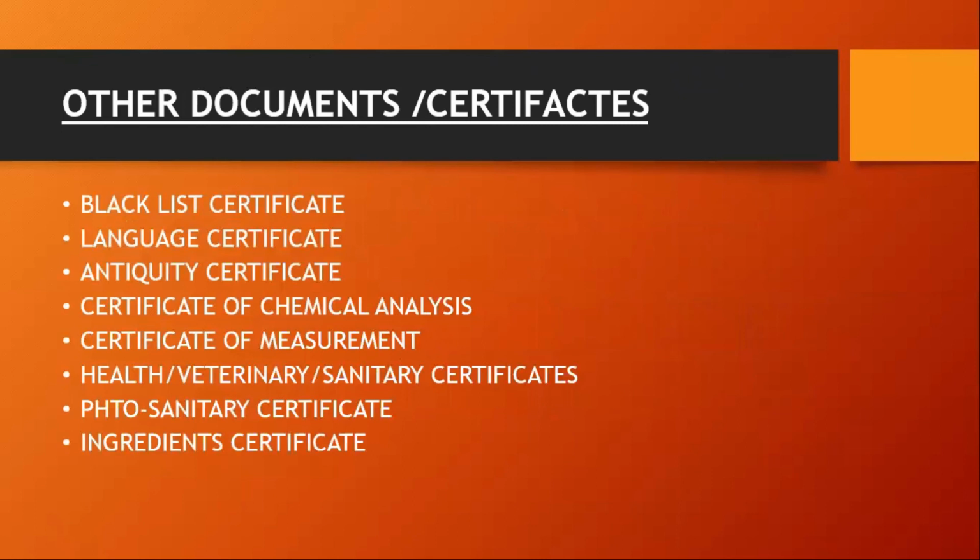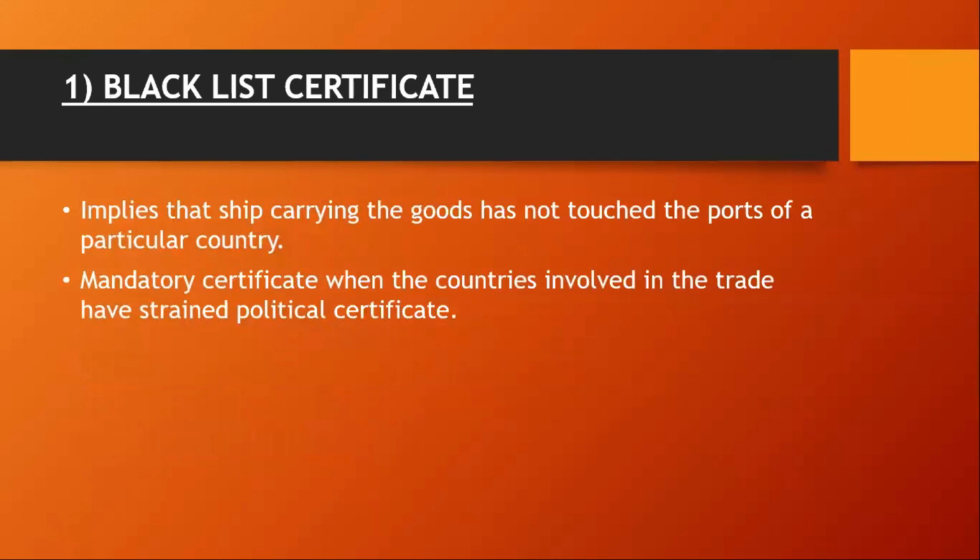Now what are the extra documents or certificates? Apart from regulatory documents, apart from commercial documents, we have blacklist certificate, language certificate, antiquity certificate, certificate of chemical analysis, health, veterinary, sanitary certificate, and ingredient certificate. First, we have blacklist certificate. Blacklist certificate states that the ship carrying the goods has not touched the ports of a particular country. This certificate is mandatory when the countries involved in export-import have strained political relationship.